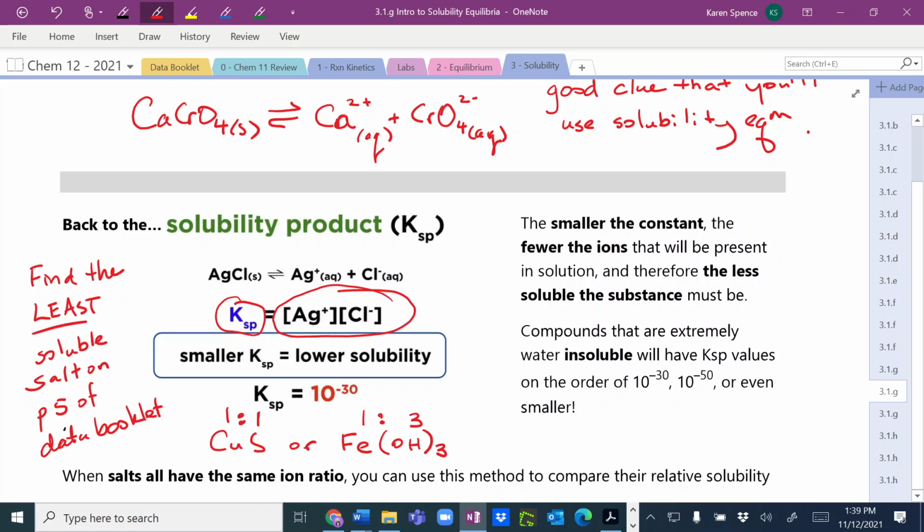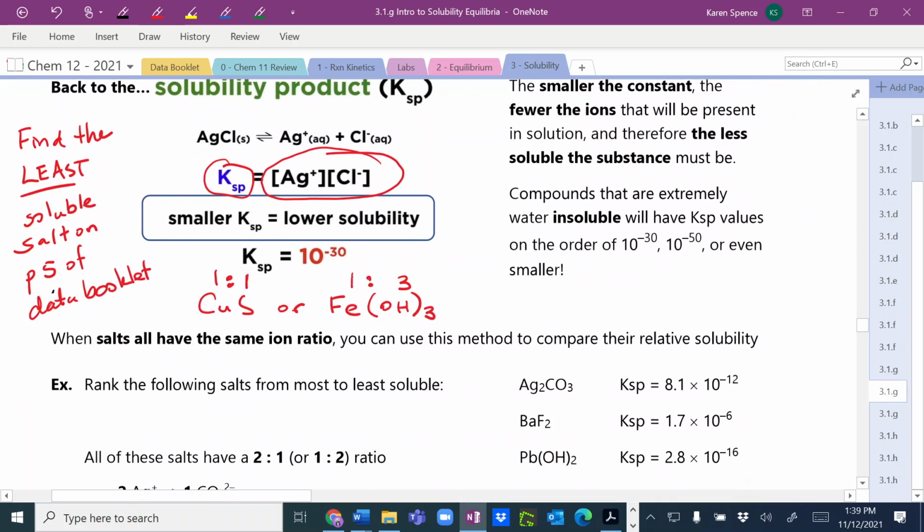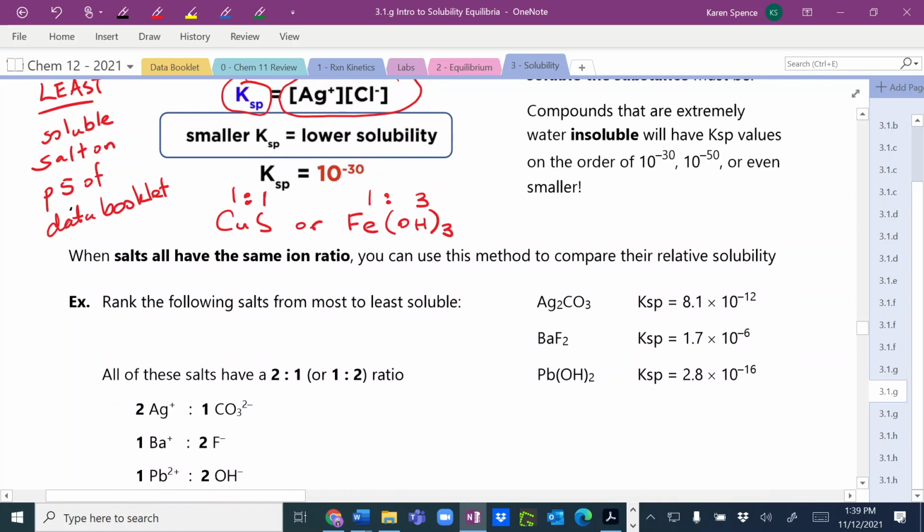Okay? We're not going to worry about that fancy math yet. All we're going to worry about is that both of these are contenders for being the least soluble. Later on, we'll come back and we'll decide which one wins. Okay? But we'll wait on that one. It'll be a knockdown fight between those two.